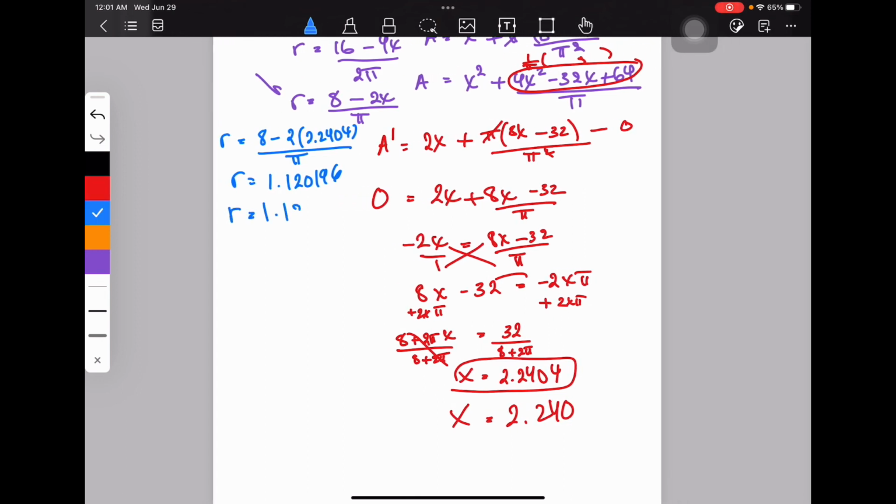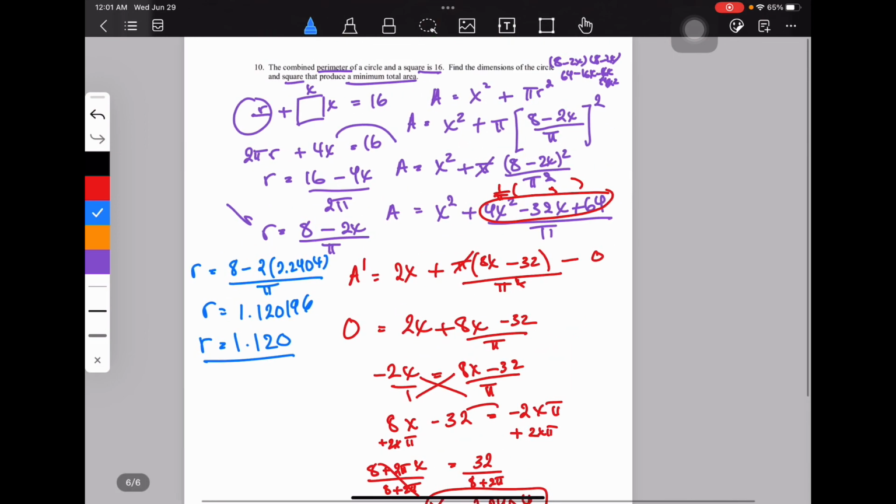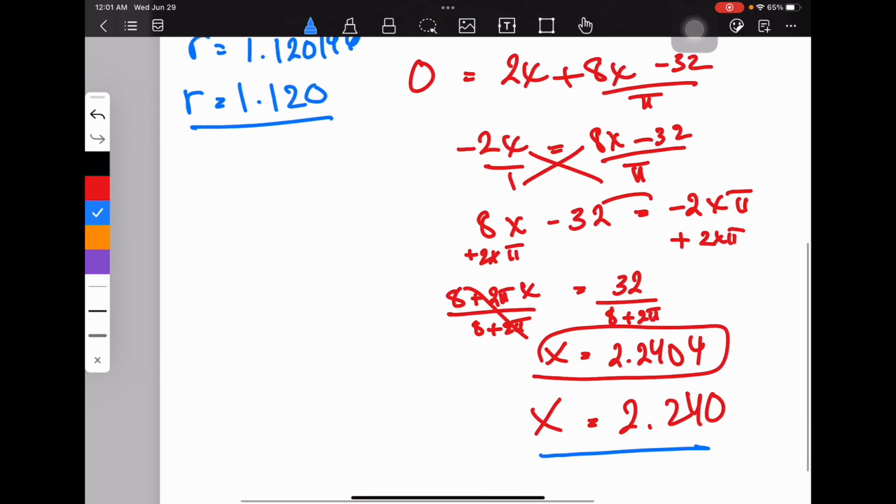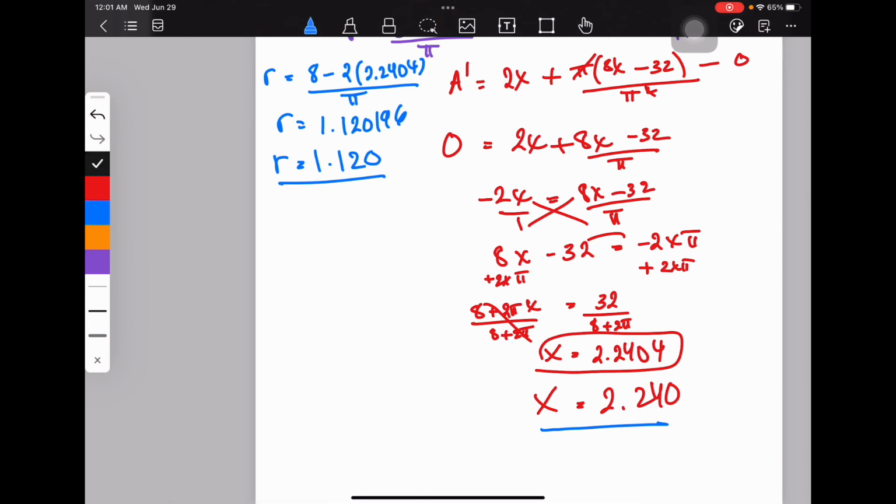I have both of these right here, and just to make sure, we are asked to find the dimensions of the circle and the square that give the minimum area. Yep, so here we go. The radius r for the circle is 1.120, and the x for the square is 2.240. That is your answer to find the minimum area.